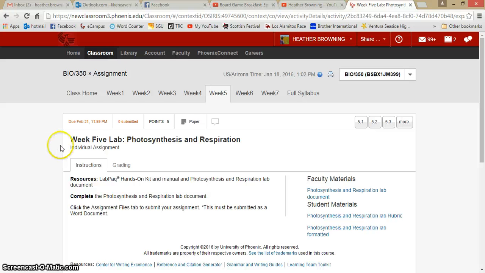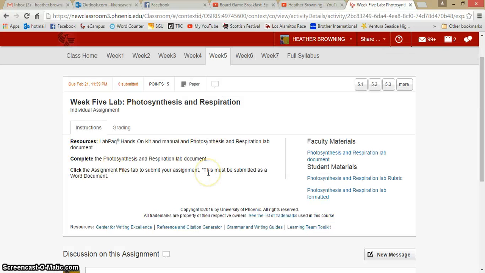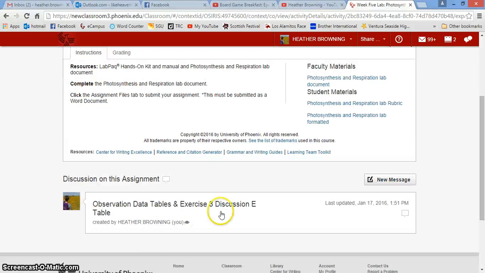Okay, so this is going to be the normal. You're going to do photosynthesis and respiration, and we're going to have, as always, the rubric and the formatted version of the lab that you'll be filling out. I have the original version, which is just hideous. Just so bad, so bad. And then we'll be sharing information about discussion E data table as well as observation tables if you wish to.